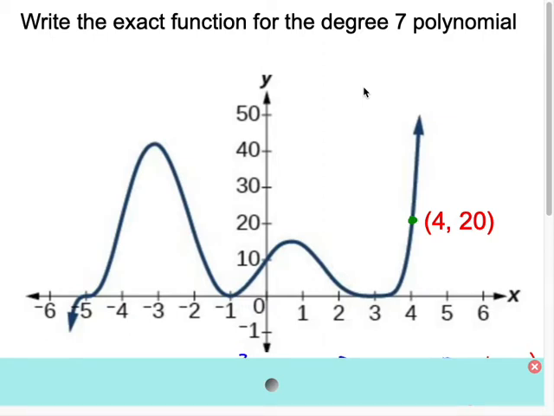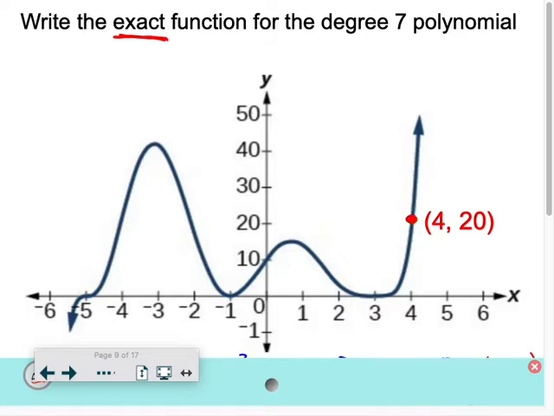Actually the same exact graph as the previous one, but this time we're writing the exact function as opposed to a possible function, okay? As best we can. So the key difference here is that on this function, you're given this point right here, (4, 20). So we're going to use the same exact idea as we did last time, where we wrote a possible graph, except now we're going to solve for the leading coefficient, the a value, which we didn't in the last case.